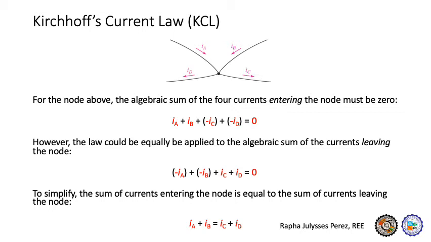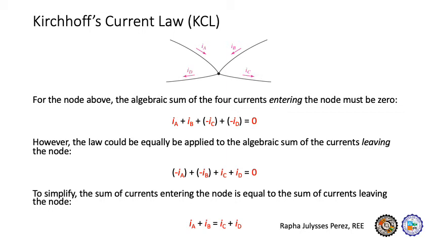we have four examples of current. We have two currents entering, current A and current B, and we have two currents leaving this node, current C and current D. For the node above, the algebraic sum of the four currents at the node must be zero. So we have positive notations for currents A and B, and negative notations for currents C and D because they are leaving the node. If you sum it up, the algebraic sum should be equal to zero.